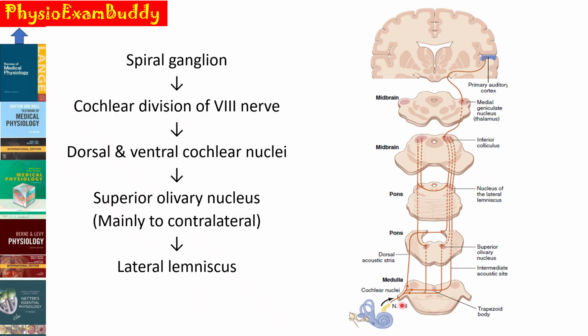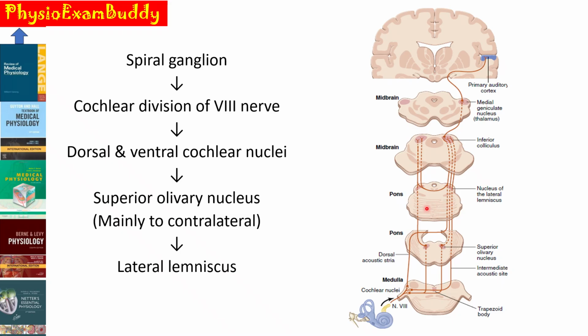And from the eighth cranial nerve, the fibers will enter the dorsal as well as the ventral cochlear nuclei, which are situated in the medulla. And from the medulla, the fibers move into the pons, that is into the superior olivary nucleus in the pons. Most of the fibers actually go into the contralateral superior olivary nucleus, whereas only a few fibers move into the ipsilateral superior olivary nucleus. And from the superior olivary nucleus, the fibers move into the nucleus of the lateral lemniscus, which is again present in the pons.